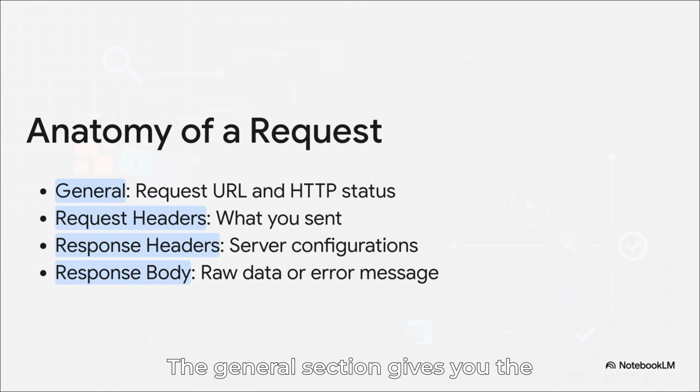The general section gives you the URL and the overall status. The request headers show what you sent to the server. This is where you'll find your authorization tokens. The response headers show the server's specific configurations. And finally, the response body, well, that's the meat and potatoes. That is the raw JSON data or the specific error message that the server handed back to the browser.